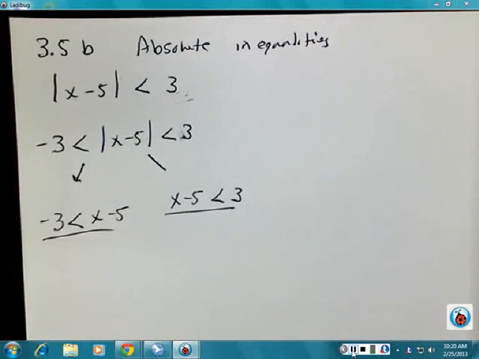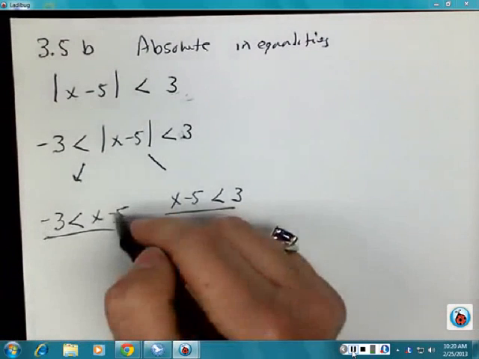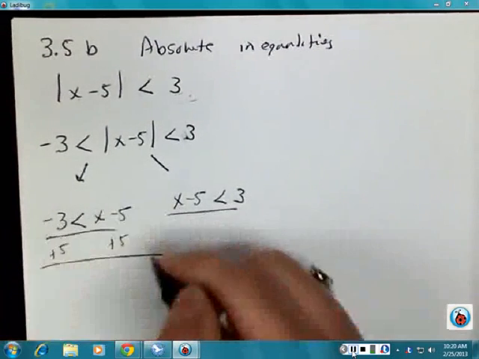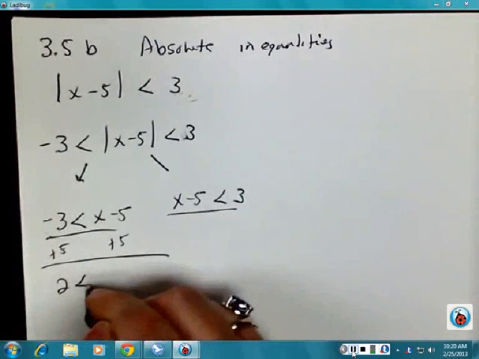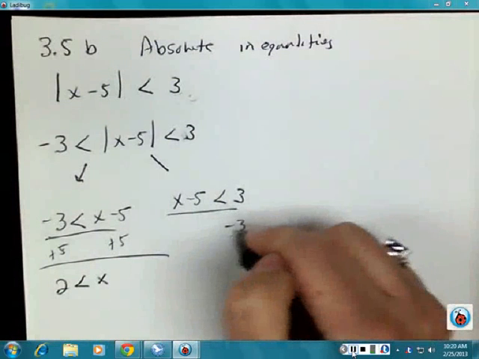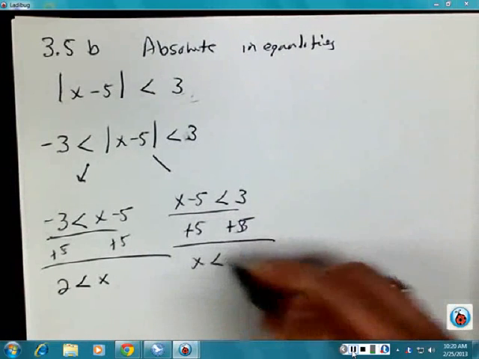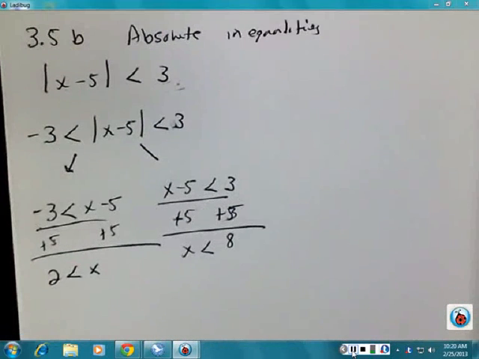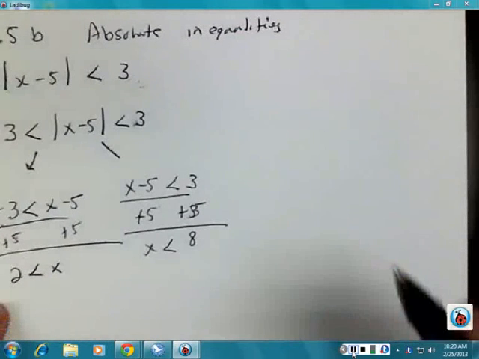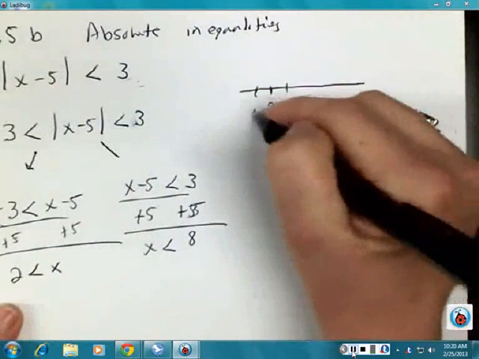So if I solve it just like we did back in 3.4, I think it was, we're going to add 5 to both sides here. Negative 3 plus 5 is 2. It's less than x. Solve the second one: I'm going to add 5, sorry, and I'm going to have x is less than 8. So what does this tell me, and what numbers can I pick for this? If I look at my number line, what's my number line telling me? Here's 2. Here's 8.